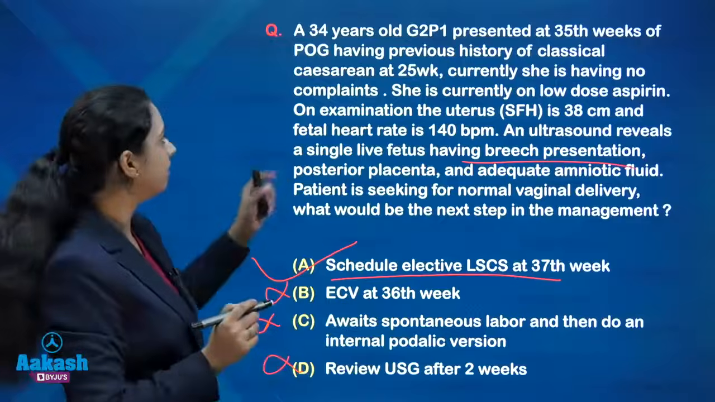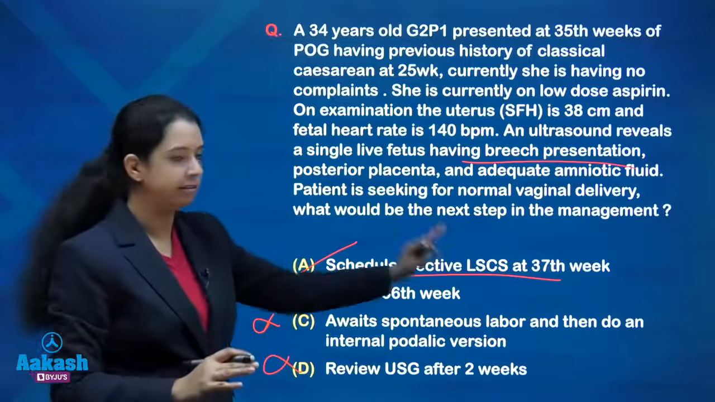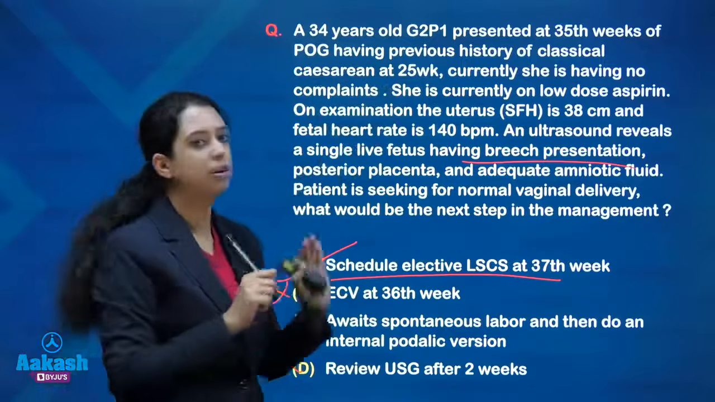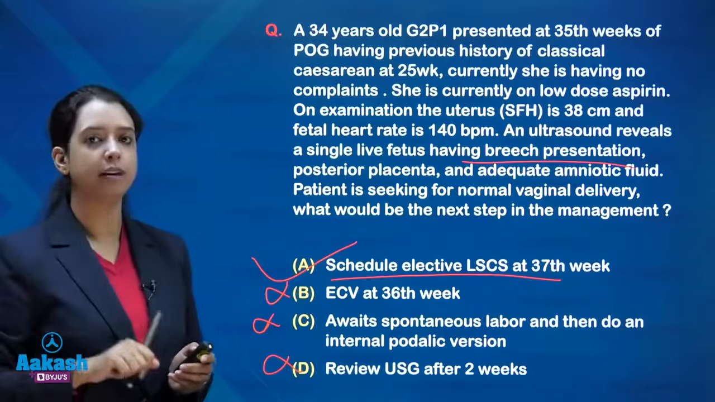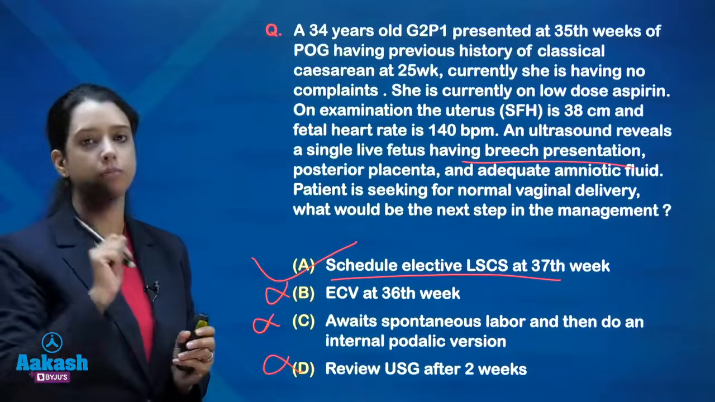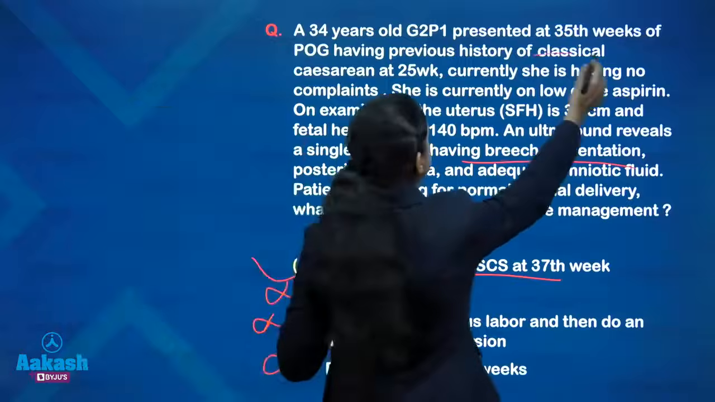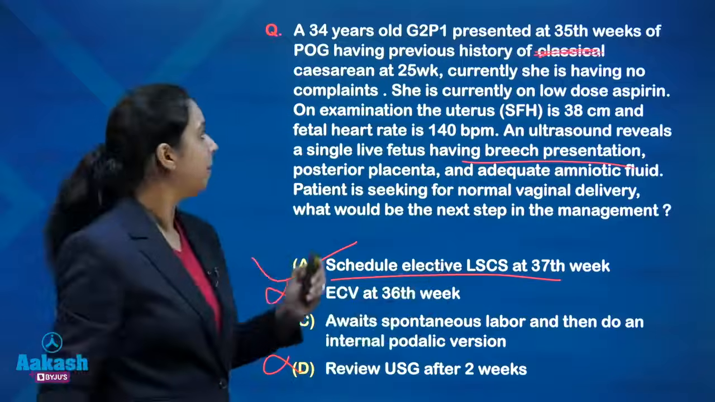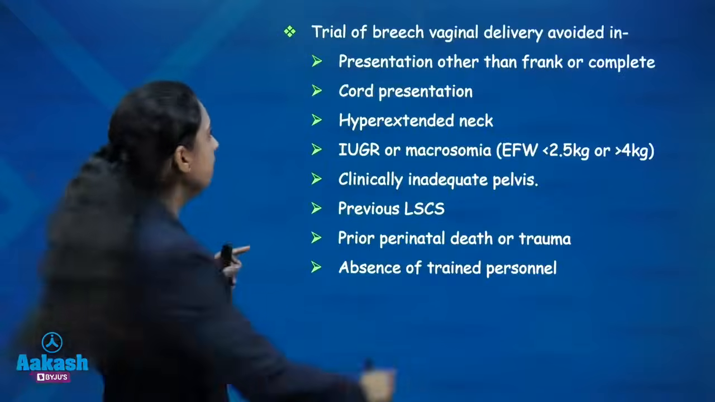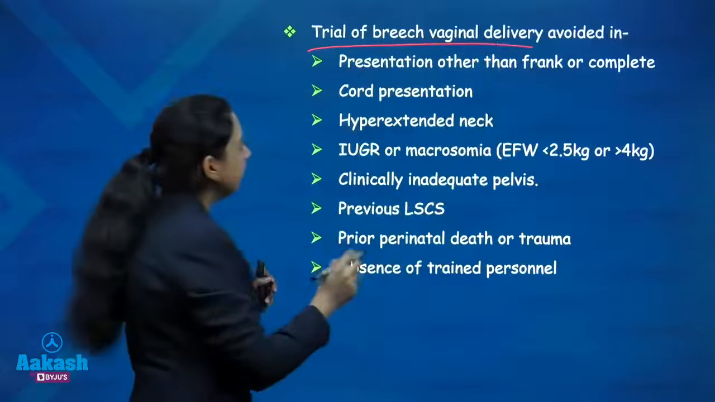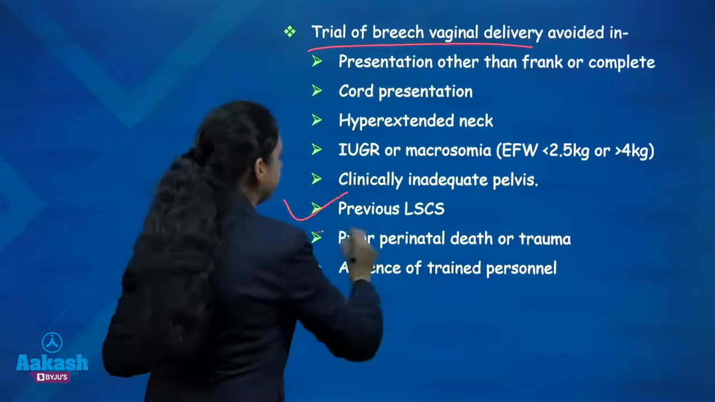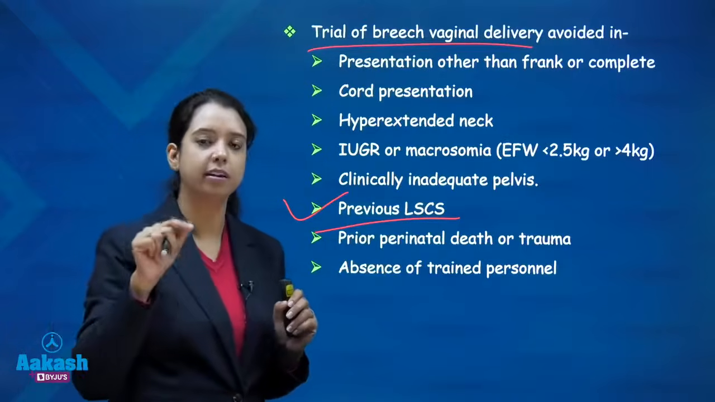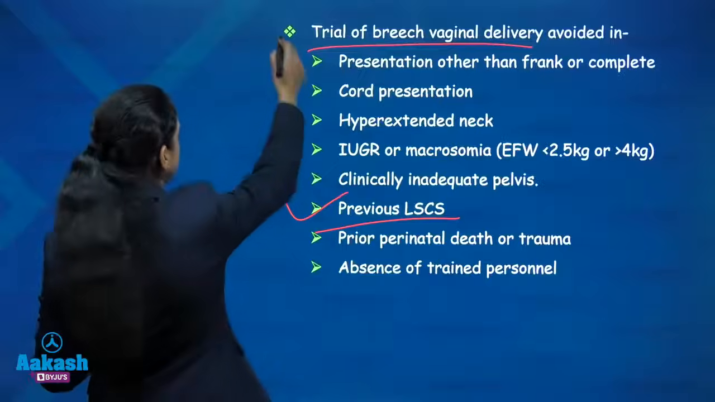Okay. So classical cesarean cannot go for normal delivery. What about if she would have been normal cesarean? So if she would have been a lower segment cesarean section, then will you have tried for a breech vaginal delivery? No. Even if the classical cesarean is not mentioned, lower segment cesarean is mentioned, then also your answer will be elective LSCS, because it has been asked previously also that trial of breech vaginal delivery, the contraindication is previous LSCS. Be it classical, be it lower segment. In previous LSCS, you will not try a breech vaginal. Okay, this is a past question.